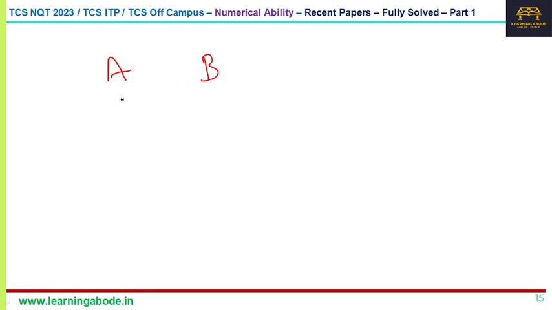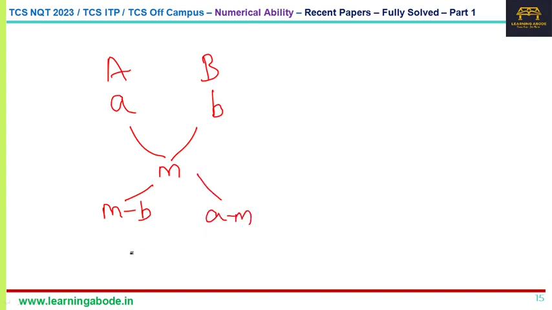Now you have two items A and B. The value or the cost of A is small a and the value or the cost of B is small b. Now you mix them together, you get a mean value m. Now the difference between m and b, you write it here, and the difference between a and m, you write it here. The ratio in which these two items are mixed is given by m minus b by a minus m. This is the alligation basic. Now you also need to know percentage basics. Referring to my earlier percentage video will be really useful here.